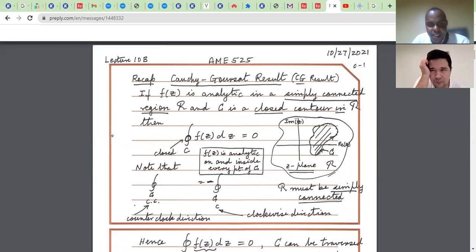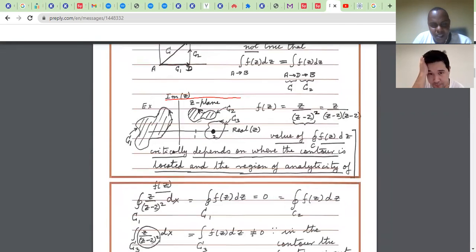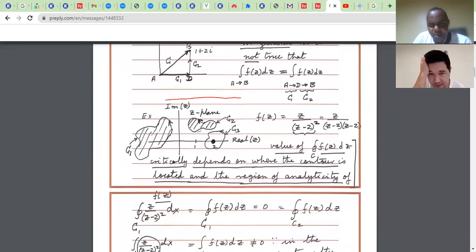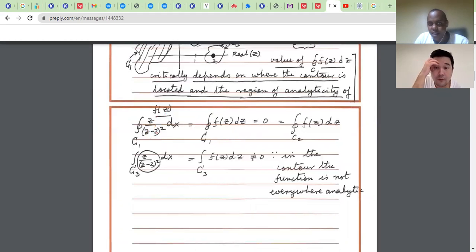The theorem says that the integral around a closed curve in a simply connected region is zero only if f(z) is analytic inside that region, right? Yes. So when we go down to this function f of z, it's not analytic at point 2. When you look at this region, the function is analytic, so the integral is going to be 0. But along this curve, it's not analytic at the point 2, so the integral cannot be 0.